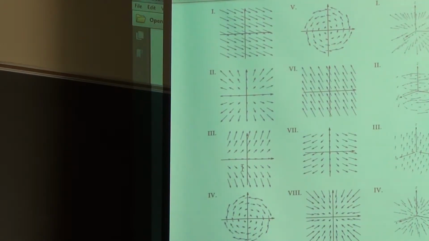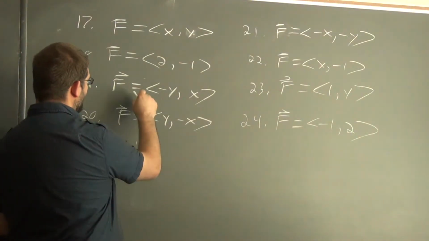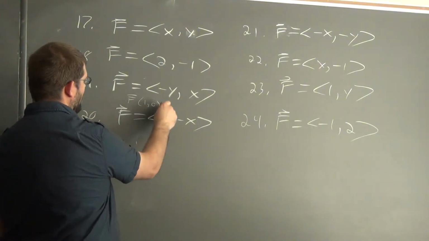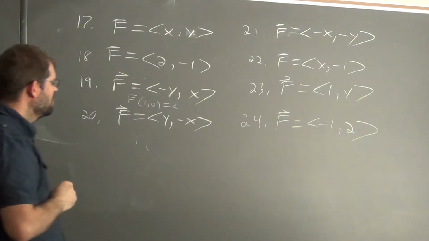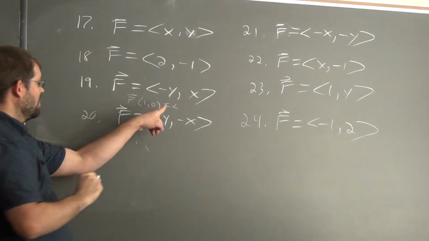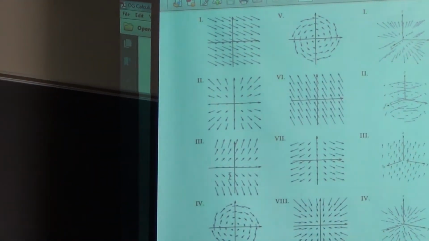But take for instance this guy at 1, 0. What's the vector that should come up? Minus 0, 1, right? You plug in, so you get 0, 1. Is that a vector in number 1 up there? I don't think so, right? You've got to be a little bit careful.